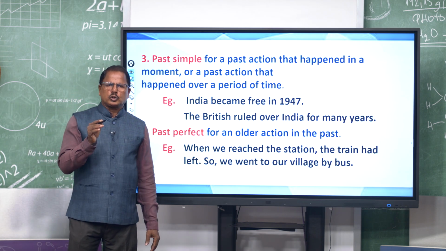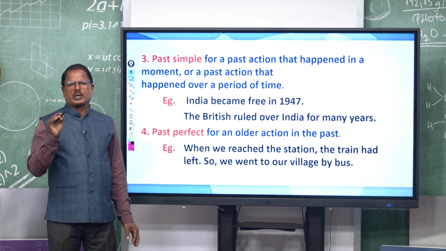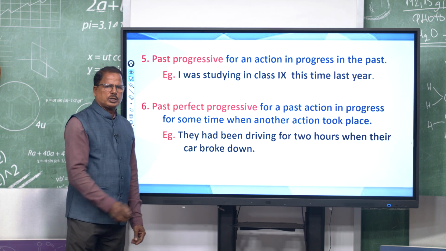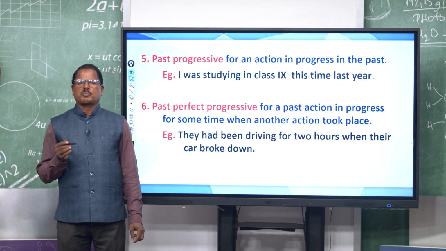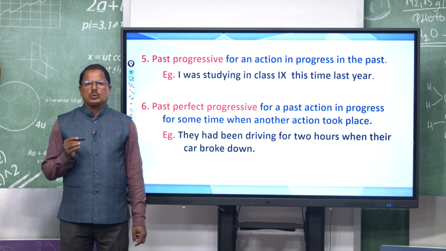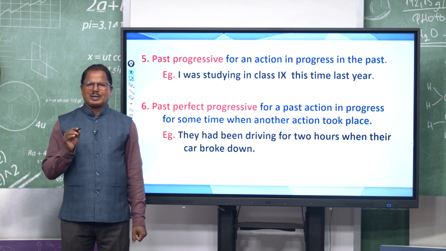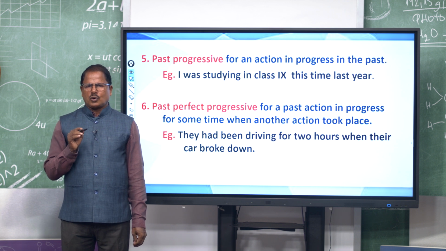Right. So we use present perfect progressive, past simple, past perfect, and now you see past progressive and past perfect progressive, these two forms. So, six forms we use to talk about past time. For an action in progress in the past: I was studying in class 9 this time last year.